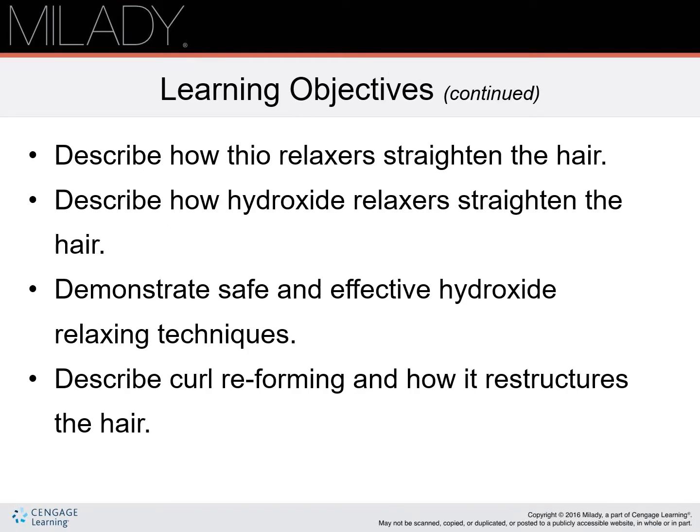Also, you will be able to describe how thiorelaxers straighten the hair, how hydroxide relaxers straighten the hair, demonstrating safe and effective hydroxide relaxing techniques, and describe curl reforming and how it restructures the hair.